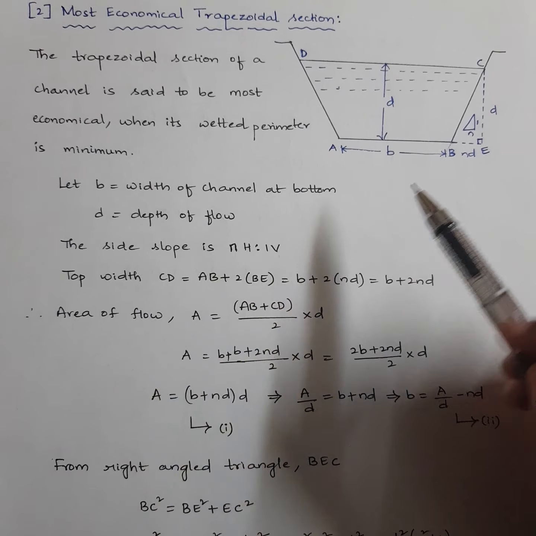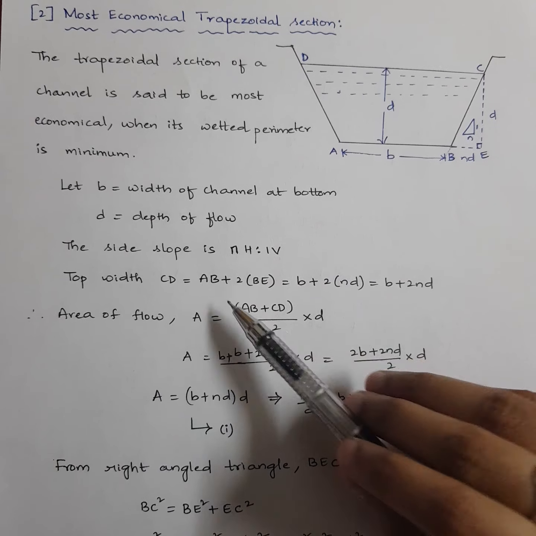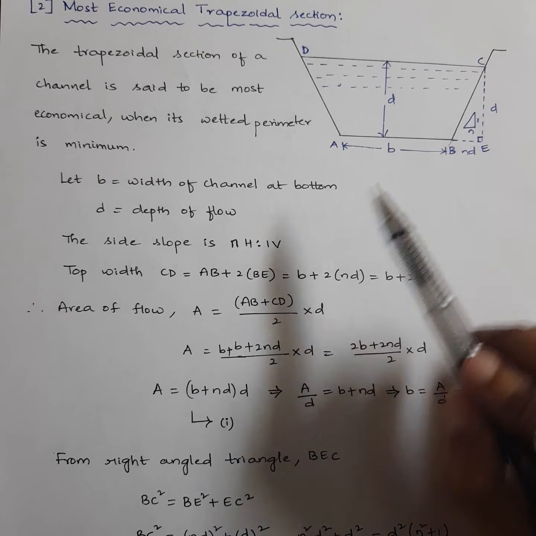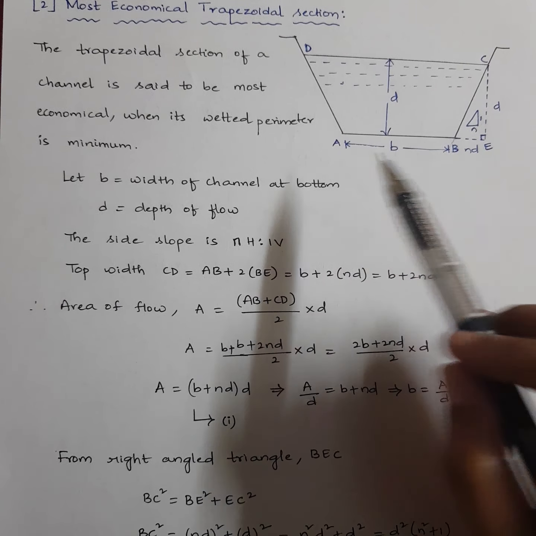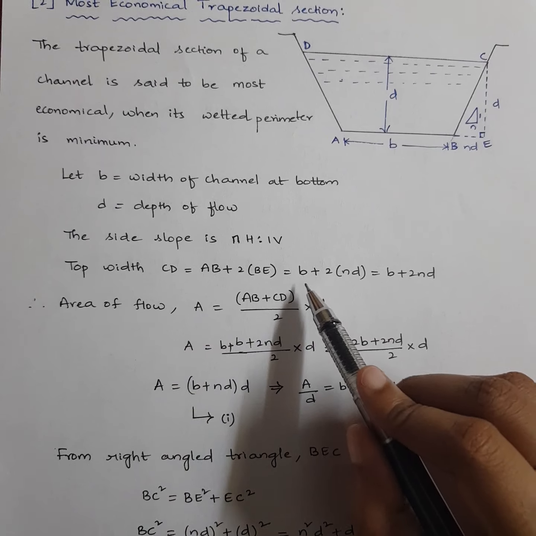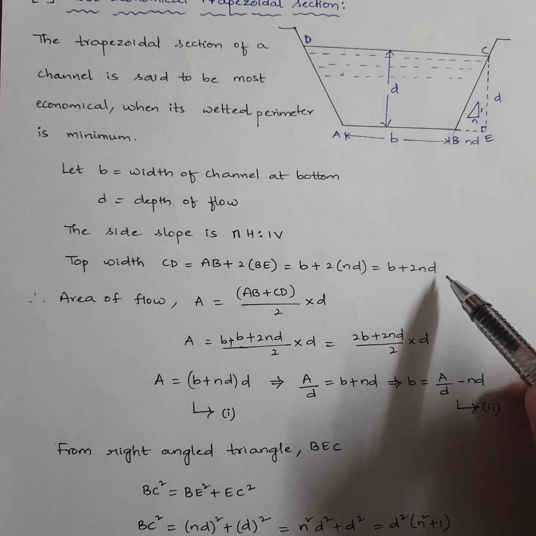So the first unknown you have to calculate is the top width. Top width CD is equal to AB bottom width plus 2 times BE. Why did I put 2 times? This BE part will be the same on this side also. So it is B plus 2 into nD. So finally my top width CD is equal to B plus 2nD.